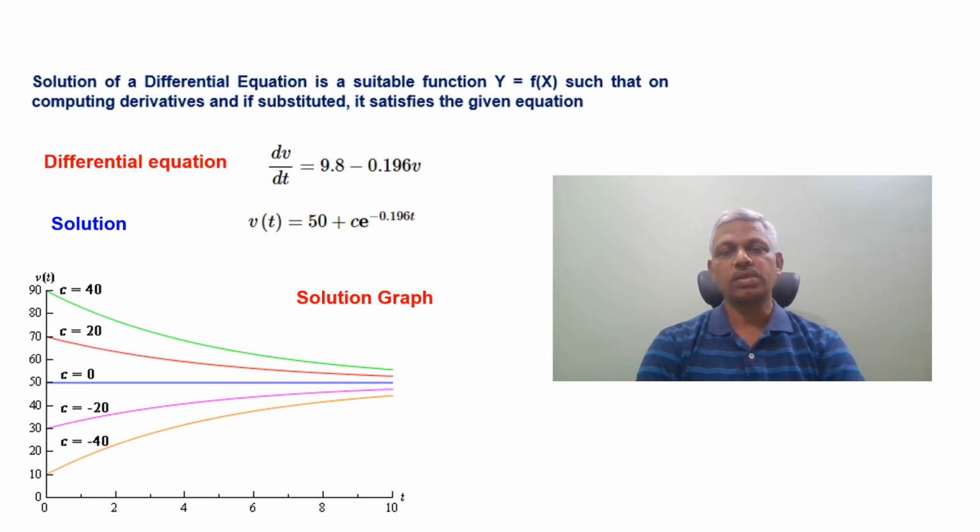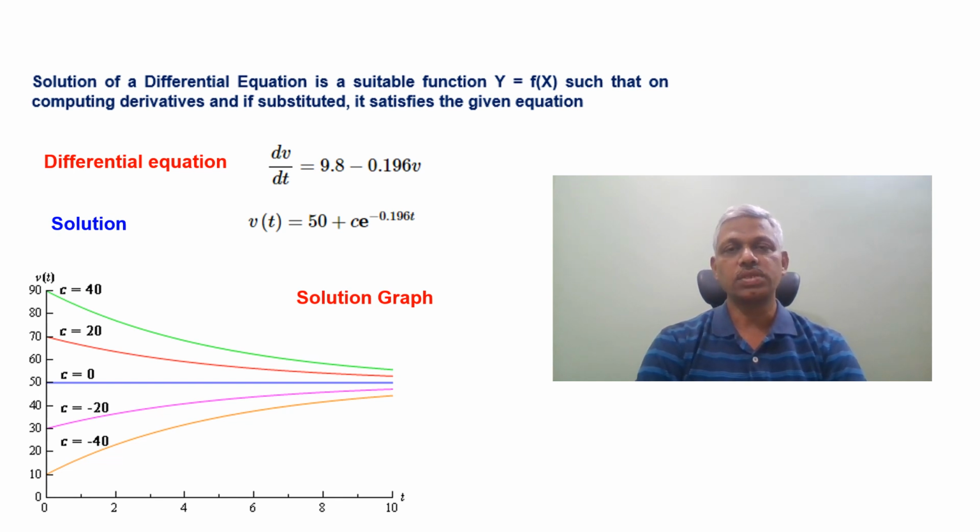Given a differential equation, solving it means finding a suitable function f of x, y equal to f of x, so that when we substitute it in the given equation, it satisfies it. For example, dv by dt is equal to 9.8 minus 0.196v is one differential equation, and we ask what is a suitable function that satisfies it when substituted. It can be observed that v of t is equal to 50 plus c times e to the power minus 0.196t is a solution for this. Here you can observe that c is a constant of variation.